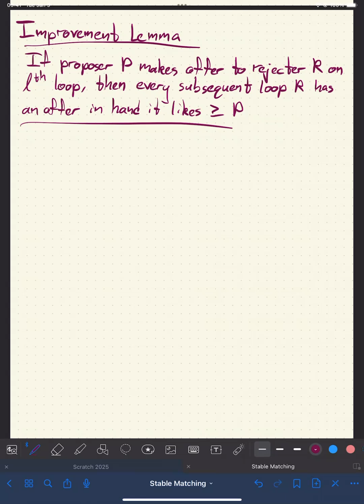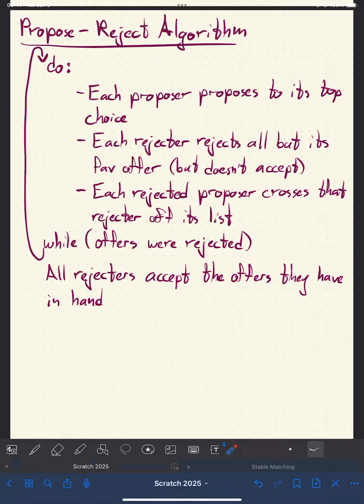So this is the improvement lemma. I'm not going to spend the time writing it out. Let's read through it together. The improvement lemma says, if the proposer P makes an offer to rejector R on the Lth loop, then every loop after that, R just does better and better. That is, R has an offer in hand that it likes at least as much as P. So let's take a look at this.